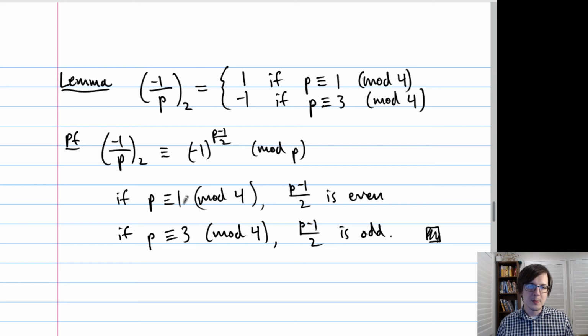So when p is 1 mod 4, when you subtract 1, that means 4 divides it. So when you divide by 2, 2 divides it. So that exponent is even, and in that case, we get 1. And if it's 3 mod 4, then we subtract 1, and we get something that 2 divides, but 4 does not. We divide by 2, we get something that 2 does not divide. So it's an odd number, and we get minus 1.